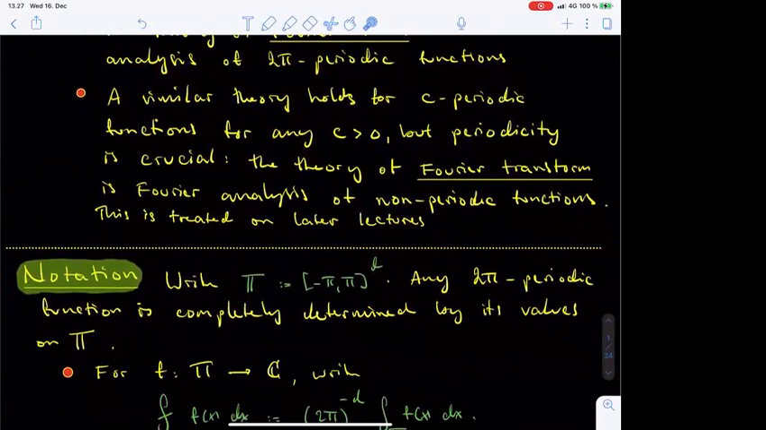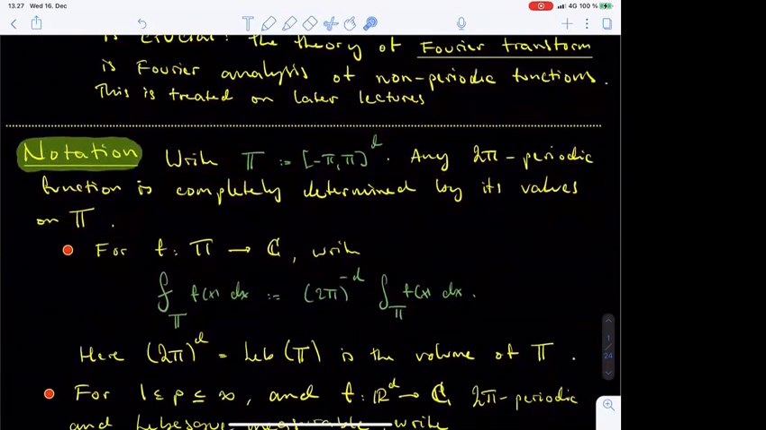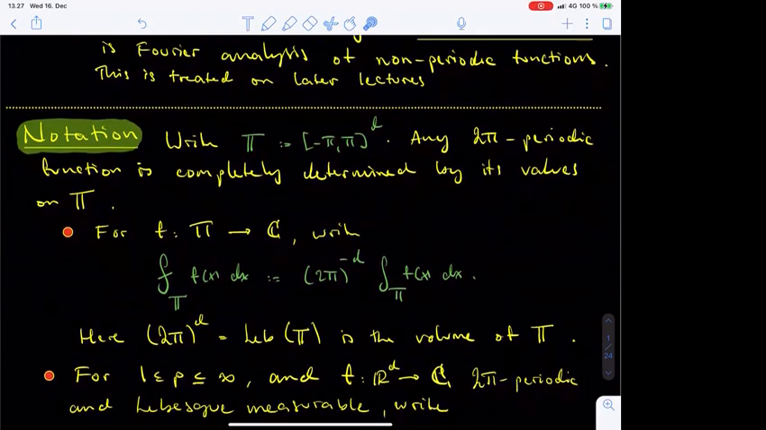Okay, let's get down to the details. We start with some notation. The letter capital T will denote the d-dimensional box of side length 2π centered at the origin. Note that the values of a 2π periodic function on Rd are completely determined by the values of the function on this box. However, choosing precisely this box is only a matter of convention. We might as well choose T to be any other box of side length 2π.